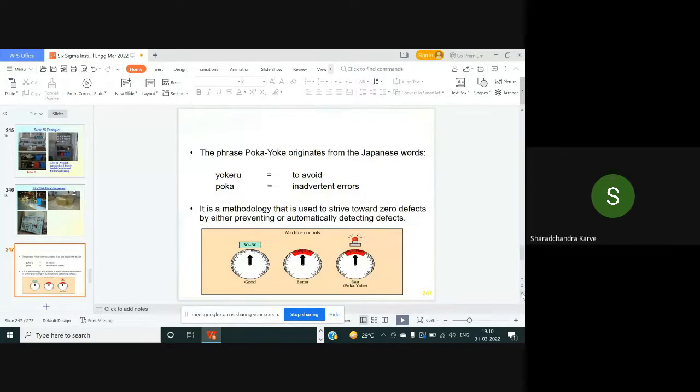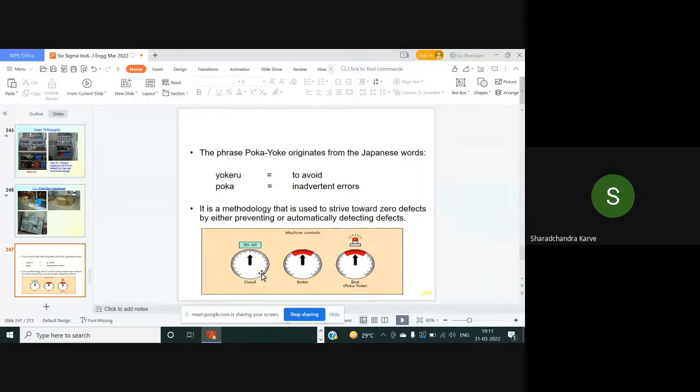So the next tool is called Poka-Yoke. Poka-Yoke means to avoid errors. So avoid errors traveling in the process. It means make your process mistake proof.